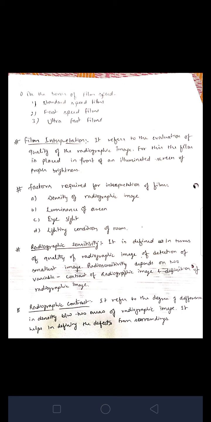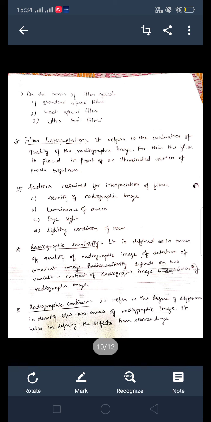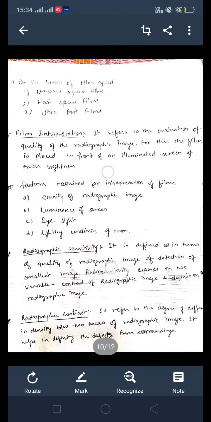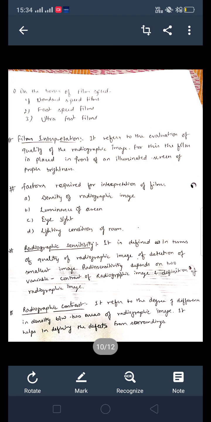With the help of film interpretation, good quality images are produced, which is very beneficial in the medical field. The next topic is the radiographic sensitivity. It is defined in terms of quality of radiography images, of detection of smallest image. Radiographic sensitivity depends on two variables: contrast of radiography image and definition of radiography images. My dear student, it is defined in terms of quality of radiography image. Basically, radiography sensitivity is defined as the quality of the image which is detected.